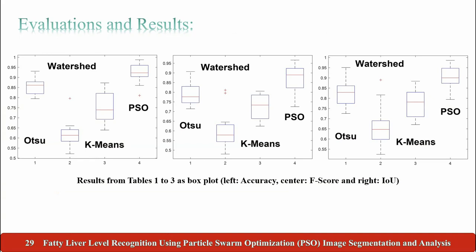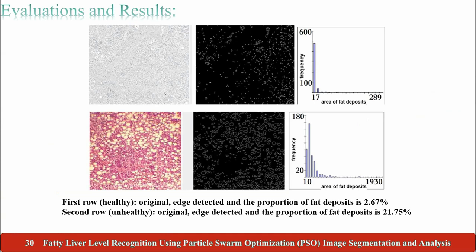Also here, after segmentation and edge detection, we can calculate the fat deposits for the samples. Here we consider just 2 of them, a healthy and an unhealthy one. The top row is a healthy one, which has a fat deposit of 2.67 percent, and the second row is the unhealthy one, which is detected, and the fat deposit is 21 percent.